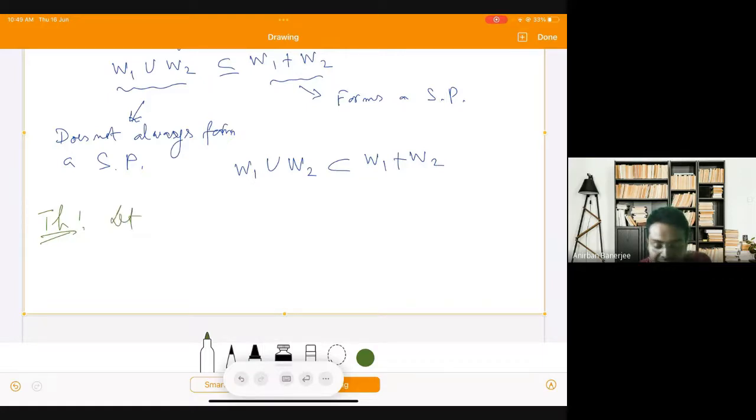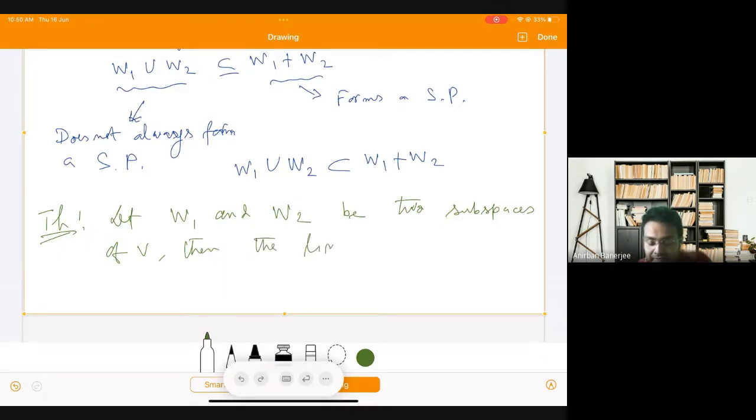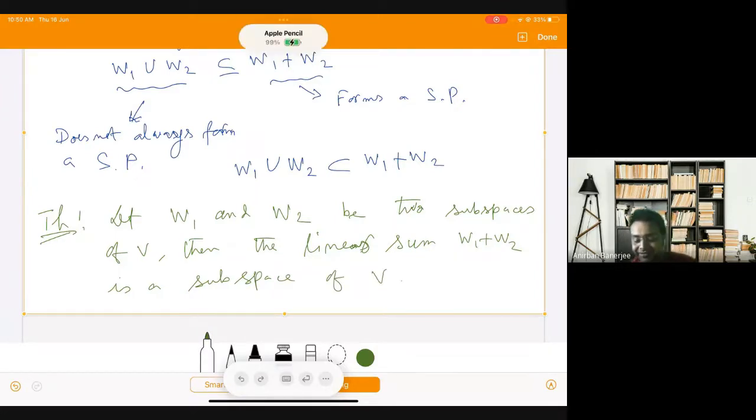So let's write down that let W1 and W2 be two subspaces of V, then the linear sum W1 plus W2 is a subspace of V. Sorry, we forgot to discuss this part. We assume that we have already discussed that this will be a subspace.